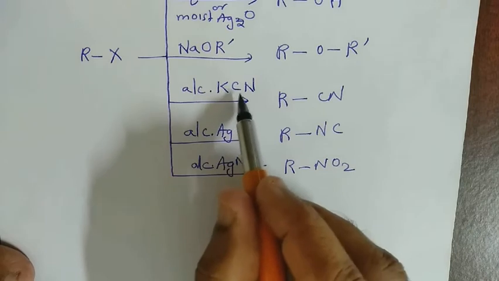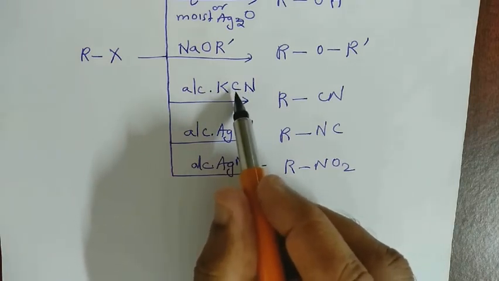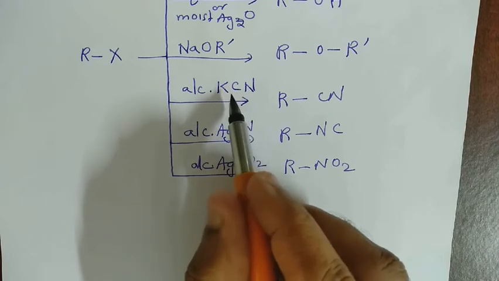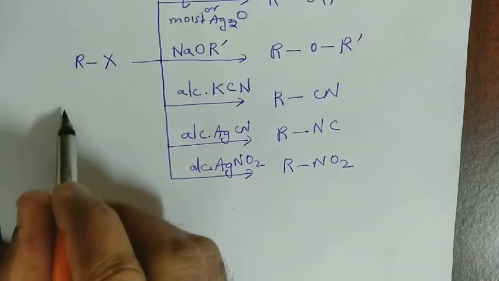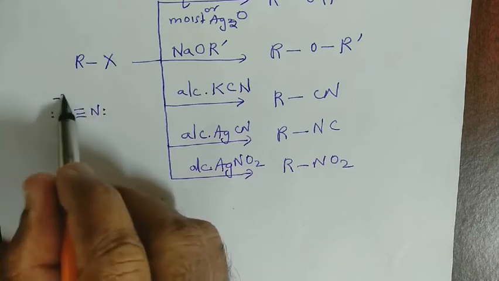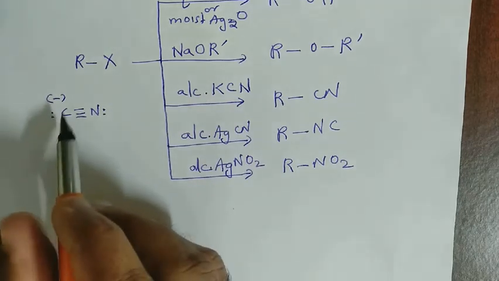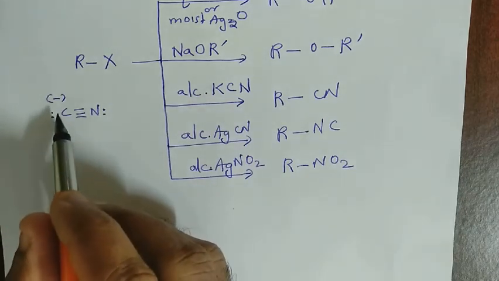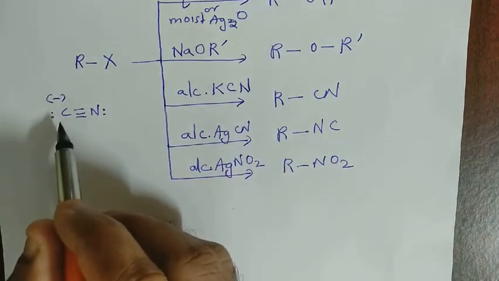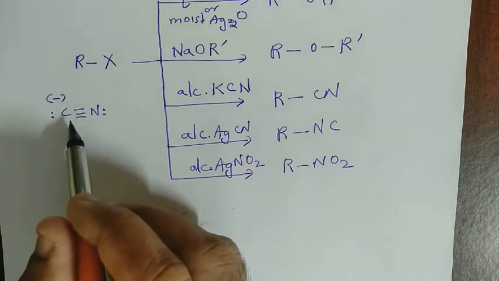In the case of KCN, it is an ionic compound. It undergoes almost 100% dissociation to form K+ and cyanide ion. Therefore, cyanide ion is a nucleophile in this reaction. In cyanide ion, carbon has a negative charge and hence carbon is a donor atom of the nucleophile.